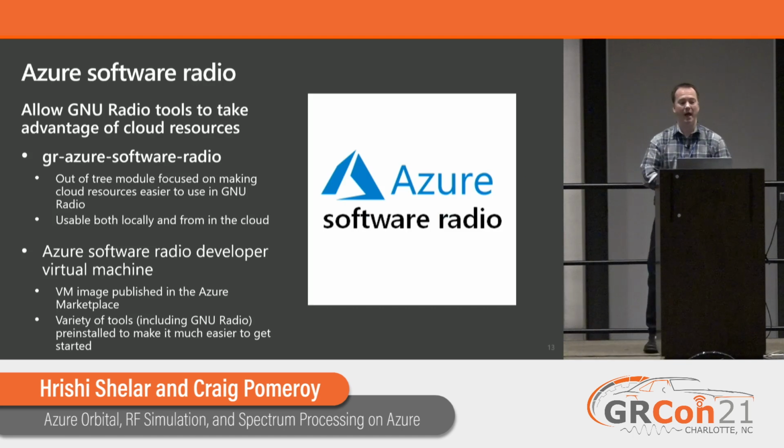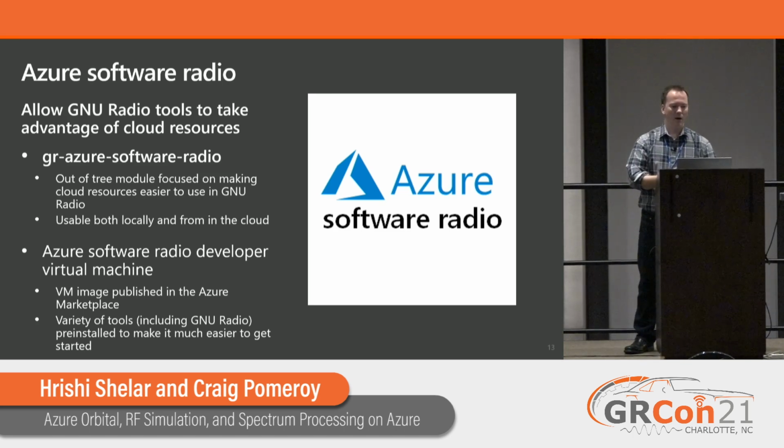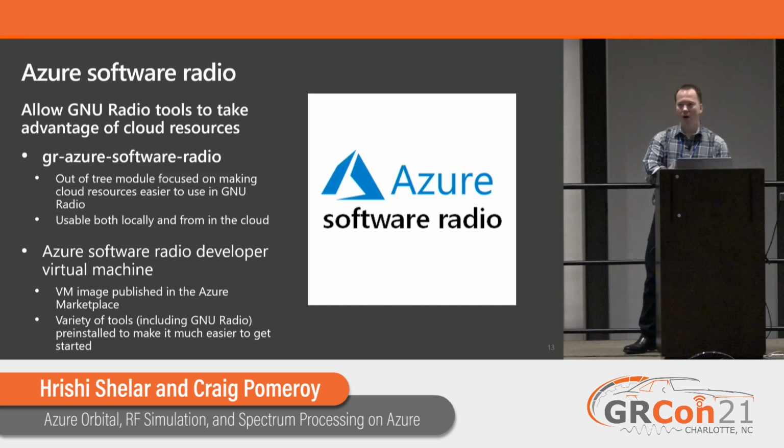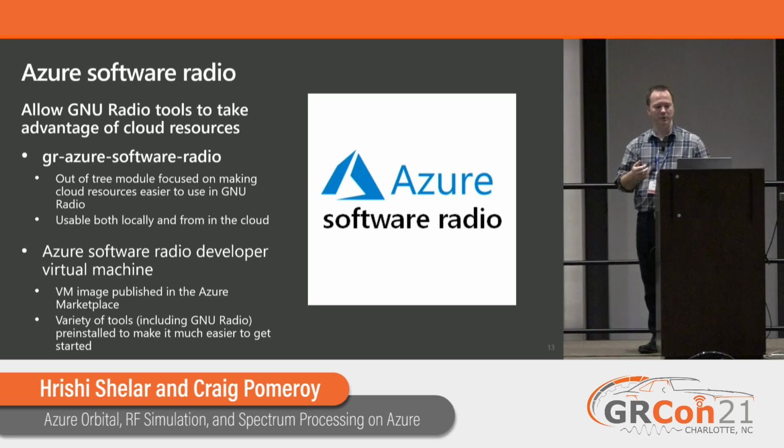So we call this project Azure Software Radio. Basically, we're trying to allow GNU Radio tools to leverage cloud resources in a much more natural way. The first chunk is our GR Azure Software Radio block, our out of tree module. It's really geared towards, again, making it much easier to use cloud resources directly from within a flow graph. You can use this obviously within a VM in the cloud, but we also made it usable so you could do things locally on your laptops.